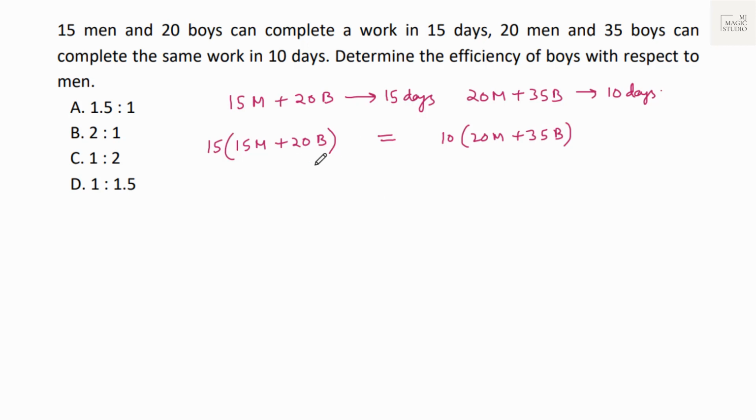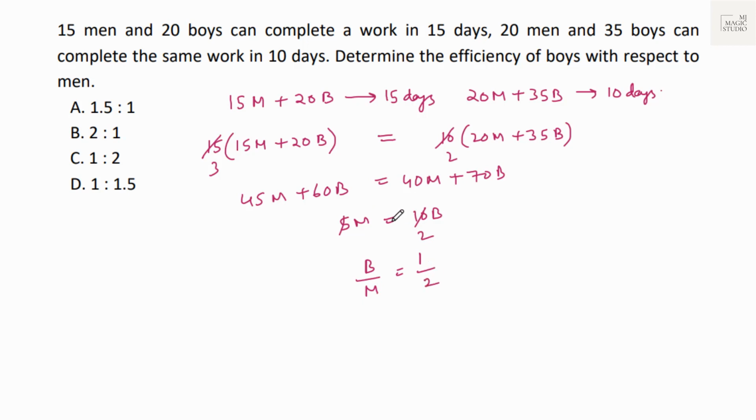That means these two efficiencies are the same. Now we can very easily find the ratio of efficiency of boys with respect to men. So 15 times 3 goes to 45m plus 60b equals 40m plus 70b. So if this goes there, 10b equals 5m. We need efficiency of boys with respect to m. This is 1 by 2. 1m is equal to 2 boys. That means boys to men efficiency is 1:2. That is option C.